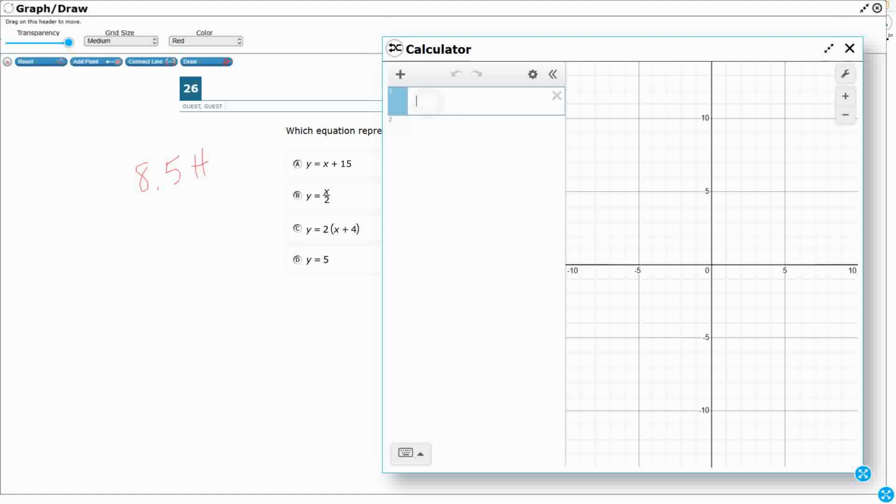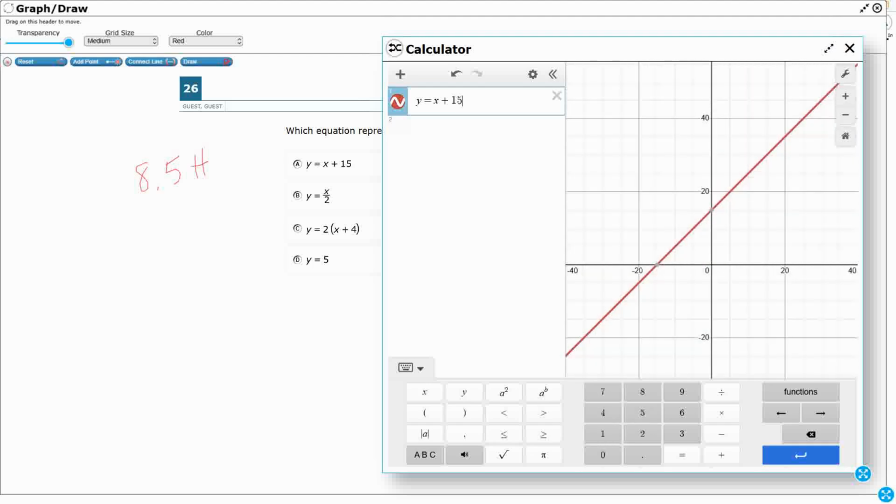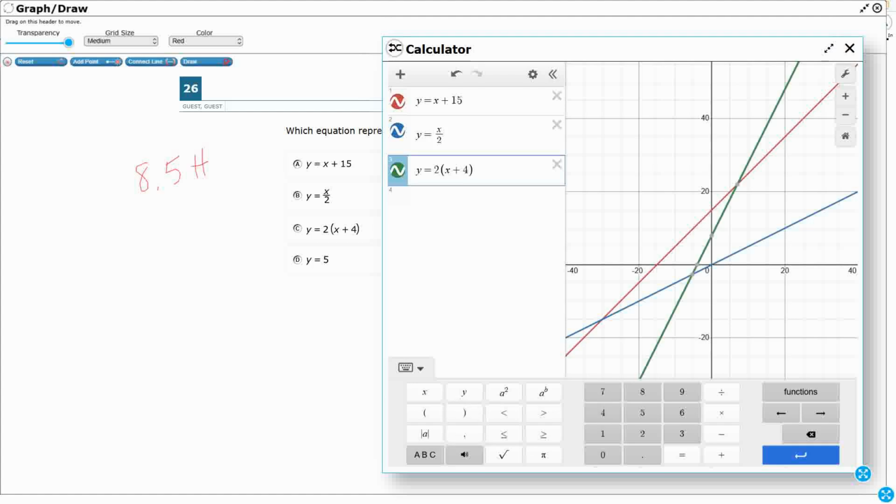So I want to just type this in here. I'm going to do y equals x plus 15. And like I said, if we know what proportional means, this is pretty simple. If we don't, graphing is always a good option. Let's see if we can visualize something. x divided by 2. All right, now we're going to have y equals 2, and then x plus 4. And then finally, we are going to see y equals 5. So that is going to be a straight line.